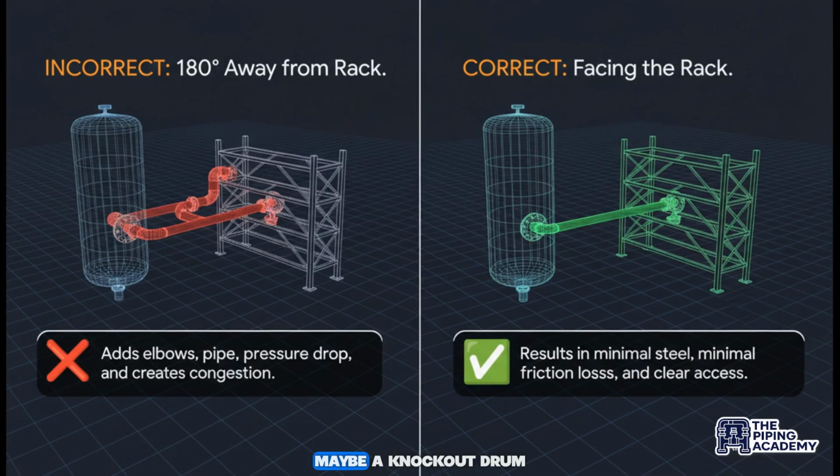Imagine a vertical vessel, maybe a knockout drum, sitting next to a pipe rack. If the inlet nozzle points right at the rack, like you see on the right, well, the pipe comes straight out, connects, and you're done. It's simple. Minimal steel, minimal friction loss.